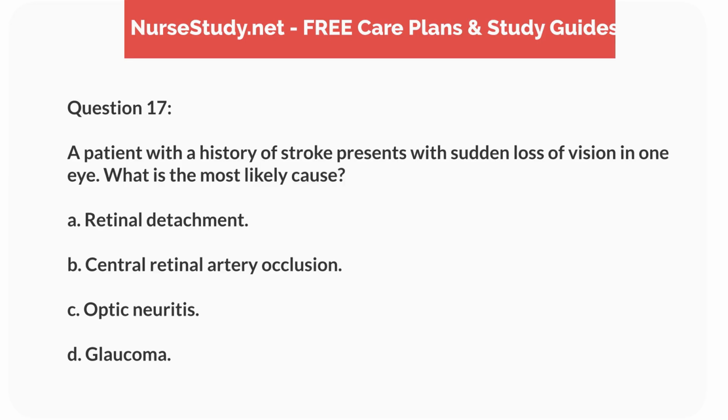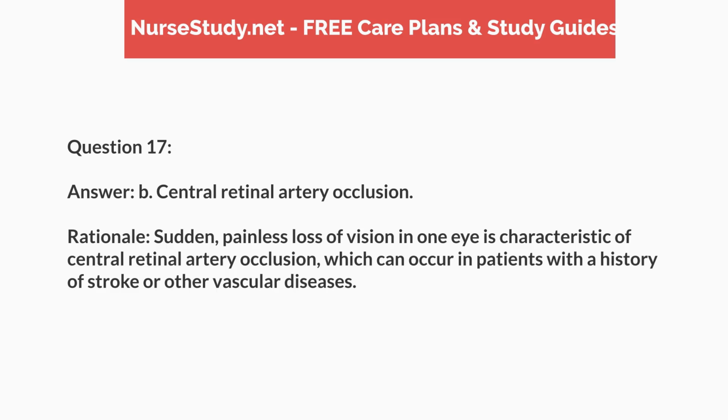Question 17. A patient with a history of stroke presents with sudden loss of vision in one eye. What is the most likely cause? A. Retinal detachment. B. Central retinal artery occlusion. C. Optic neuritis. D. Glaucoma. Answer: B. Central retinal artery occlusion. Rationale: sudden, painless loss of vision in one eye is characteristic of central retinal artery occlusion, which can occur in patients with a history of stroke or other vascular diseases.